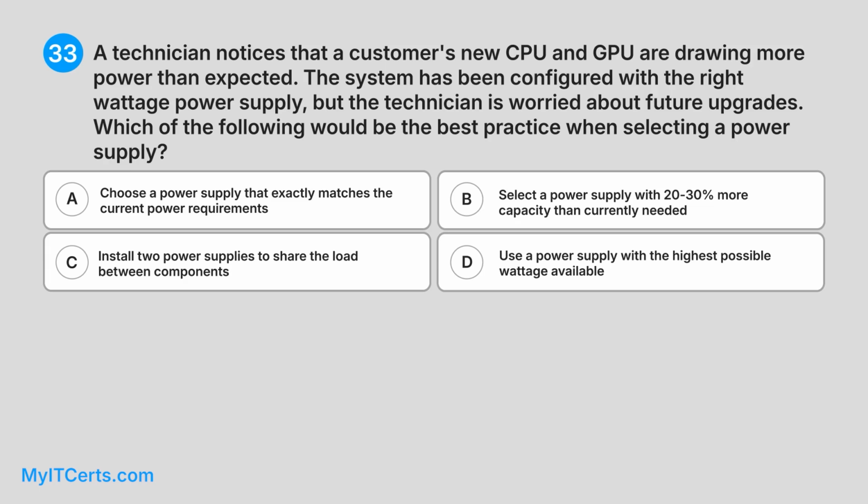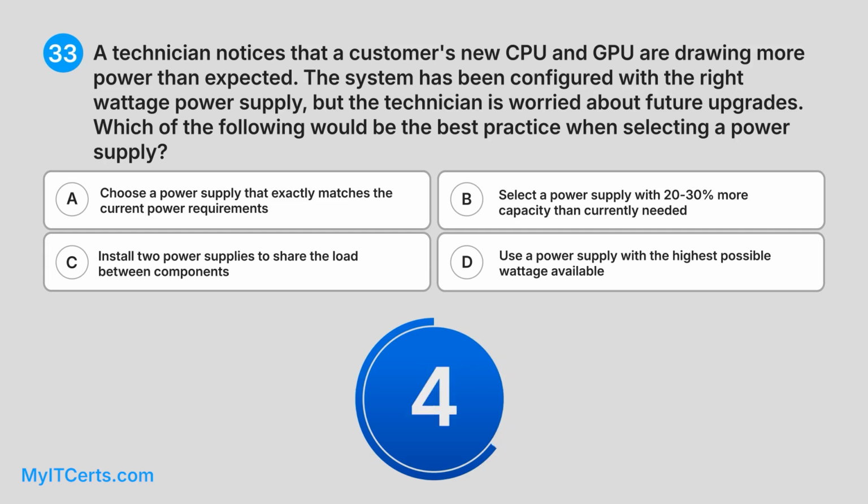A. Choose a power supply that exactly matches the current power requirements. B. Select a power supply with 20 to 30% more capacity than currently needed. C. Install 2 power supplies to share the load between components. D. Use a power supply with the highest possible wattage available. Can you guess the answer?